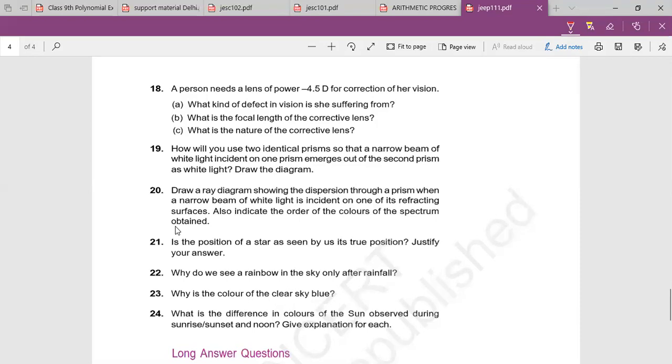Okay. Is the position of a star as seen by us its true position? Justify your answer. Is that the true position? No, ma'am. So what exactly is happening? Ma'am, due to the atmospheric refraction.